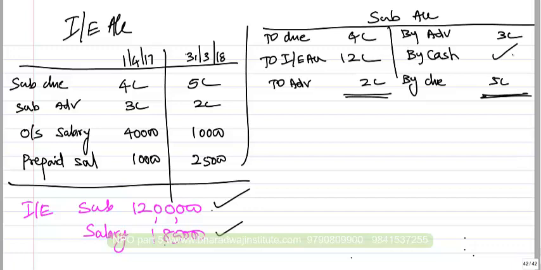So what is the collection? What is the balance? 10 lakhs. This will be taken for receipts and payments account. Whatever is received will be taken to receipts and payments account.